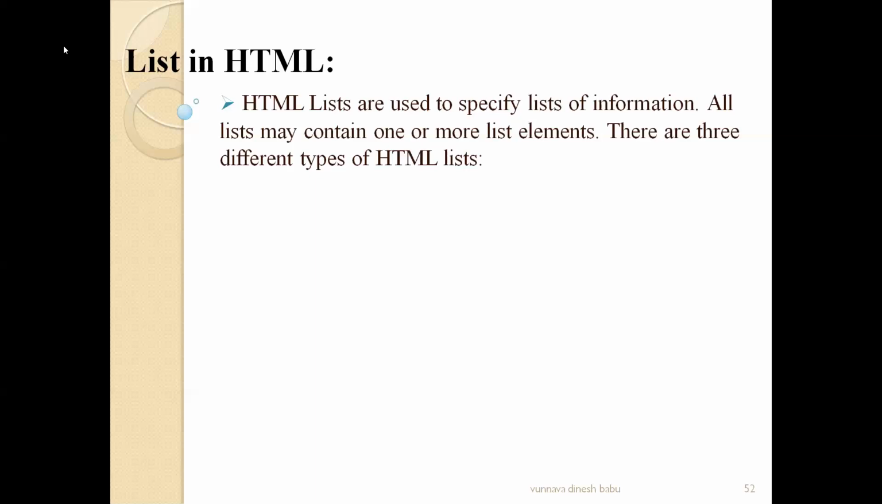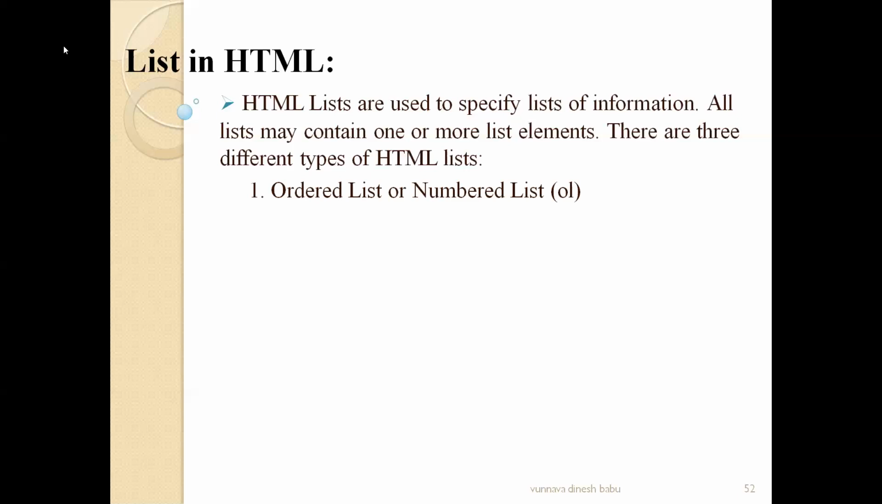Okay, these HTML lists are used to specify a list of information. That list may contain one or more elements. It may contain one element, it may contain two elements, or it may contain n number of elements. So these lists are divided into three types in HTML. So let us look at the three types of list in HTML.